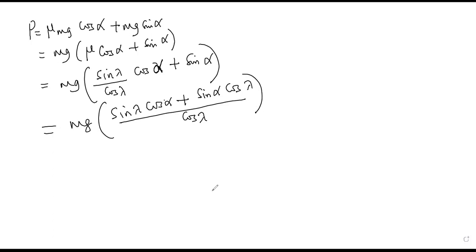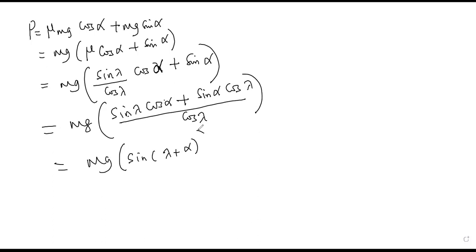Now, what does this one equal to? Here you have to bring in the trigonometry. So this is going to be mg. You need to really understand that sine lambda cos alpha plus sine alpha cos lambda is an expansion of sine of lambda plus alpha.